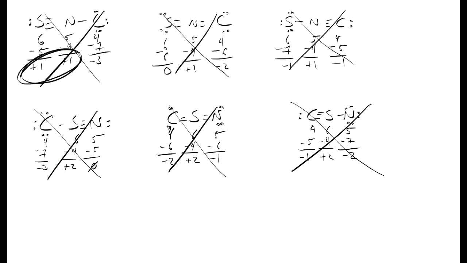So, our best bet is sulfur, carbon, nitrogen. Single bond to sulfur, and a triple bond to nitrogen, and an overall charge of negative 1. Because that gets us formal charges of 6 minus 7 is negative 1, 4 minus 4 is 0, and 5 minus 5 is 0.